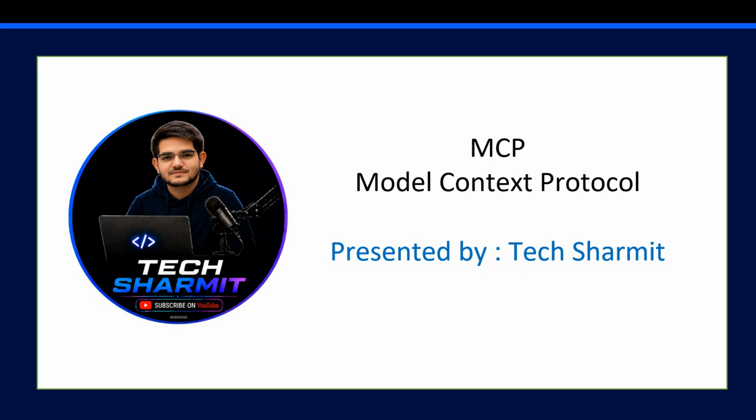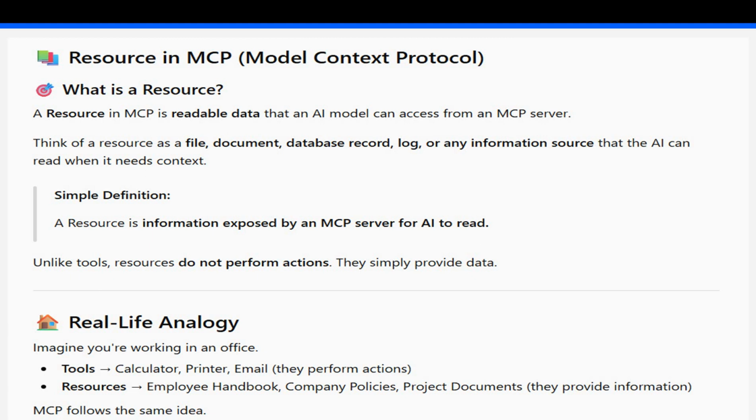Alright, so let's see what resources are. If someone asks you in an interview, you can directly give this definition: a resource in MCP is readable data that an AI model can access from an MCP server. It is just a readable kind of data that we provide to an AI model for its context. So if you want to provide some information as readable data for context purposes, that data we will store as a resource.